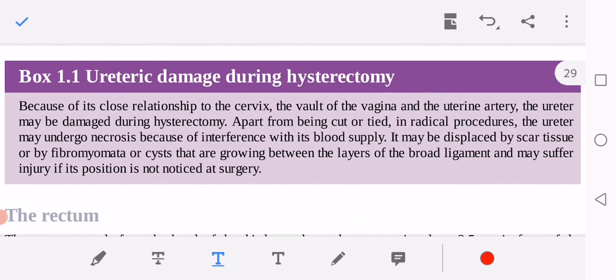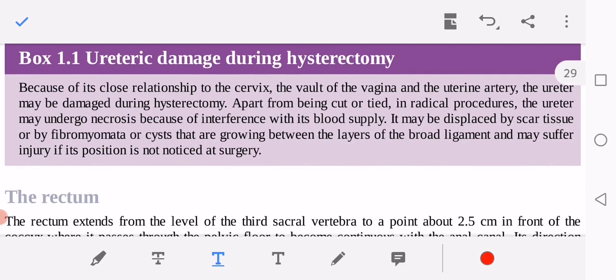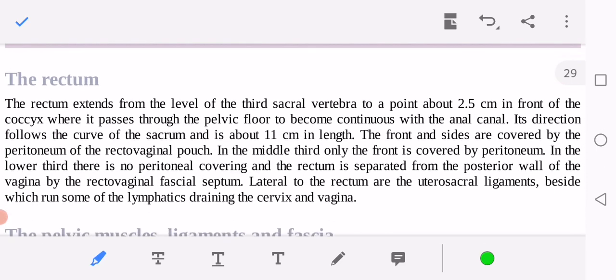So according to Tentech's teachers, ureters are damaged near the cervix, vault of the vagina and the uterine artery during hysterectomy. So okay, what about the rectum?